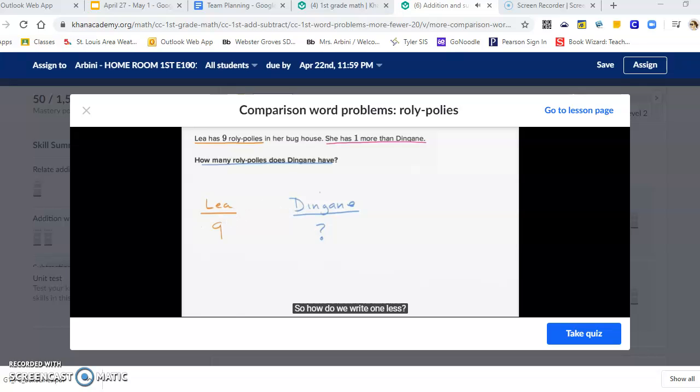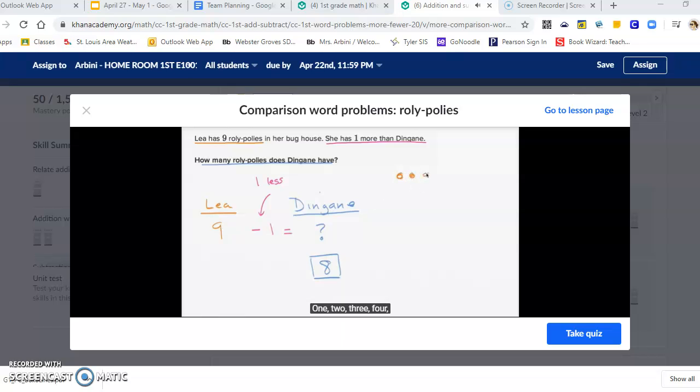So how do we write one less? Well, we could just subtract 1. So this right over here, this is 1 less. This is saying that Dingane has 1 less than Leah. So how much does Dingane have? Well, he's going to have 8 roly-polies.